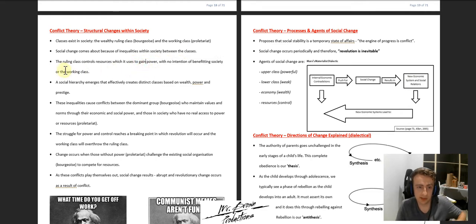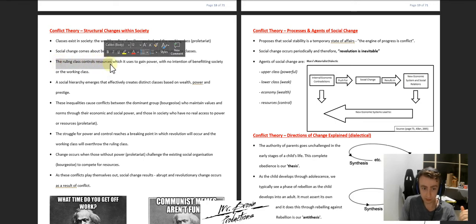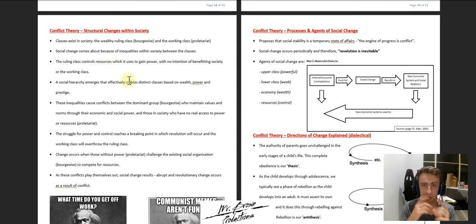So the ruling class is trying to control all the resources. Above here you can write power and authority, because they've got the most power and authority. So the idea is that they only use their power to benefit themselves, and they have no intention of sharing or spreading that wealth equally amongst the lower class. So these are sort of the different laws and rules that have to happen for conflict theory to make sense in a society.